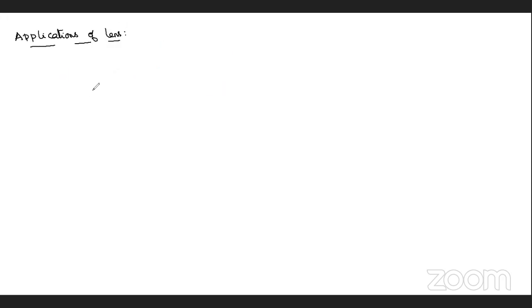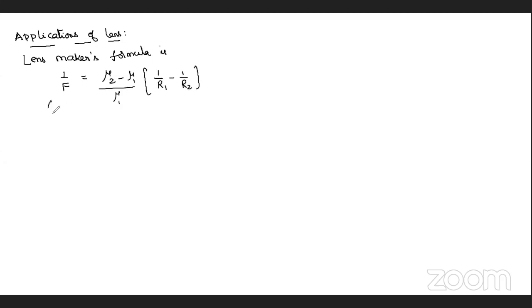Applications of biconvex lens. Usually what we write is the lens maker's formula: reciprocal of focal length is equal to (mu2 minus mu1) by mu1 into (1 by r1 minus 1 by r2). Okay, this is without applying sign conventions. All of you know this.